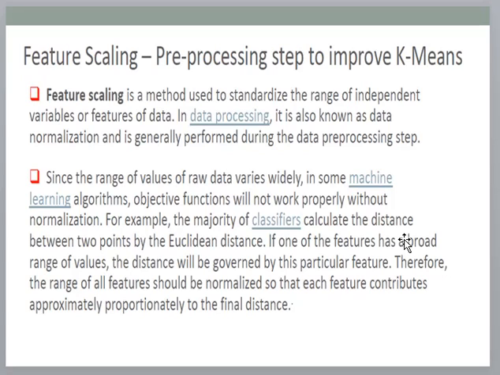Since the range of values of raw data varies widely, in some machine learning algorithms, objective functions will not work properly without normalization. So the importance of normalization is that we usually have objective functions in our machine learning pipeline, and if our data is not normalized, then our objective functions may not work properly.